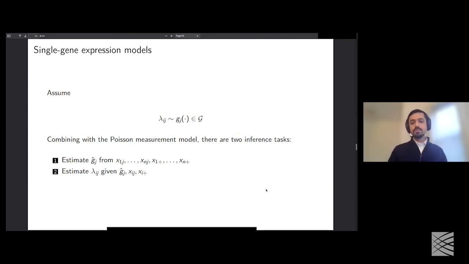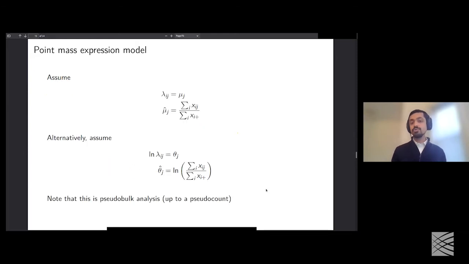So I want to begin from the simplest possible model, which is actually that there's no variation among samples. There are two ways to think about that: either that lambda is equal to a particular value mu, or that log lambda is equal to a particular value theta. And you can compute analytically the maximum likelihood estimate of these parameters. What you'll notice is that in the case of log lambda equals theta, you will get out an expression for theta hat that looks like the usual pseudo bulk data up to a pseudo count. So this is the justification for doing pseudo bulk analysis.